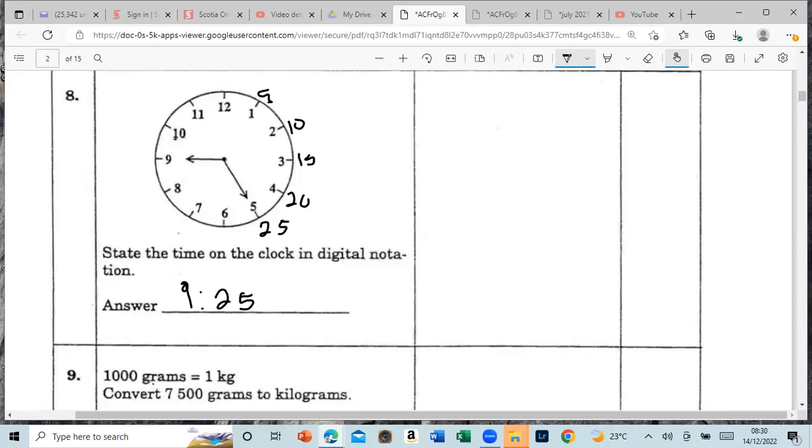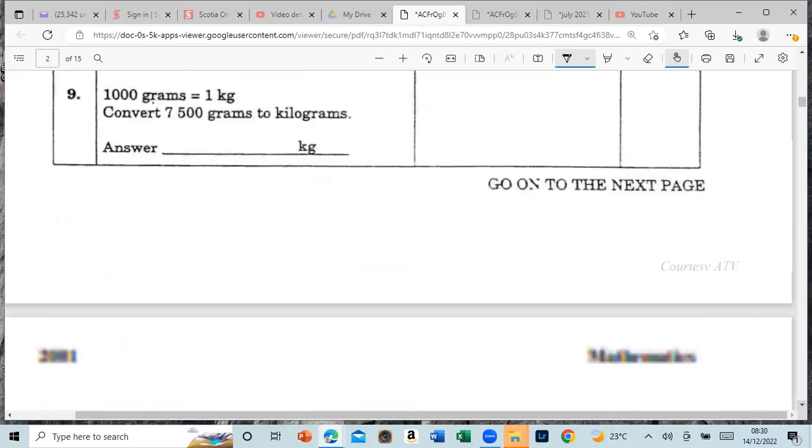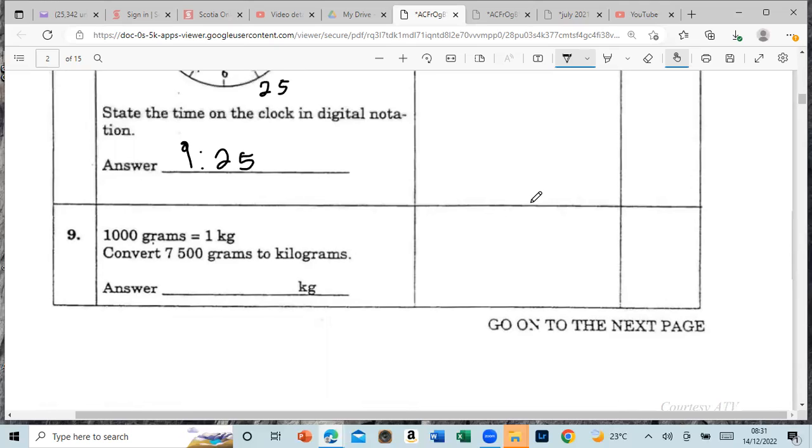And let's look at number 9. It says 1,000 grams is equal to 1 kilogram. Convert 7,500 grams to kilogram. Alright, so it says 1,000. So since 1,000 grams is equal to 1 kilogram, I'm going to divide by 1,000.